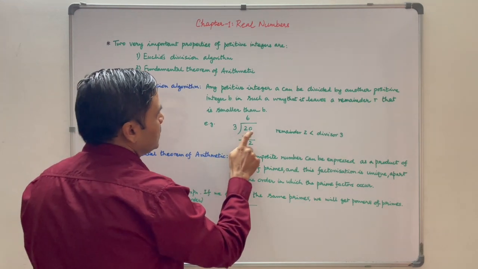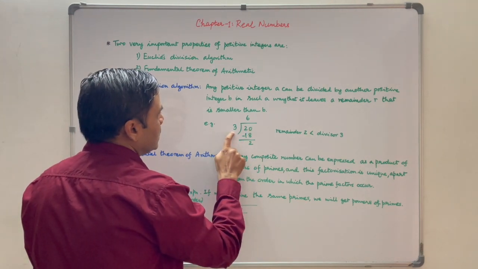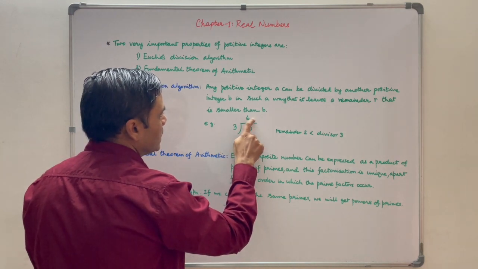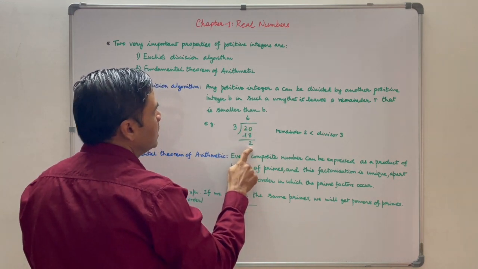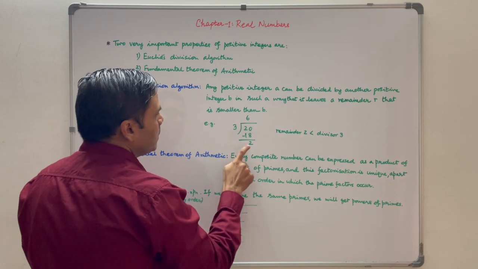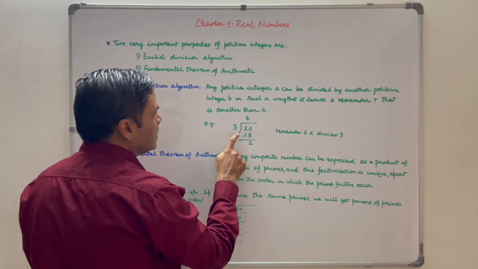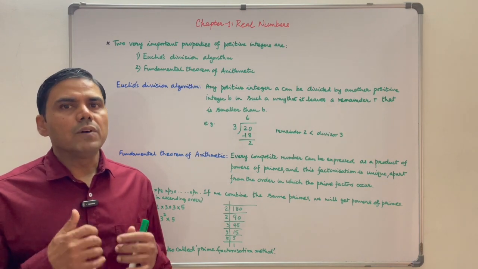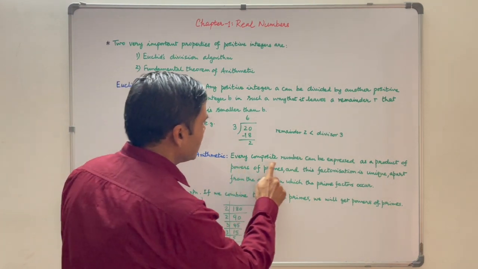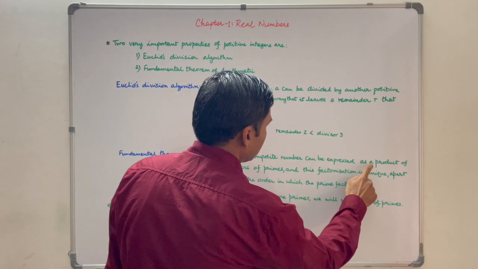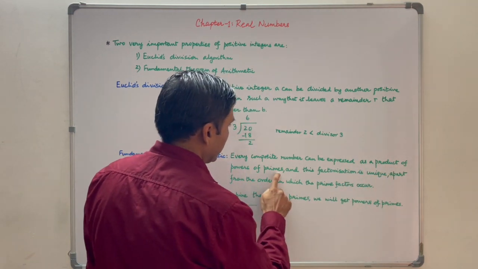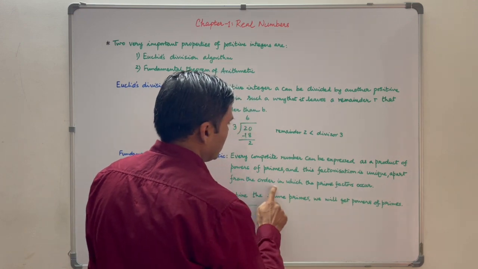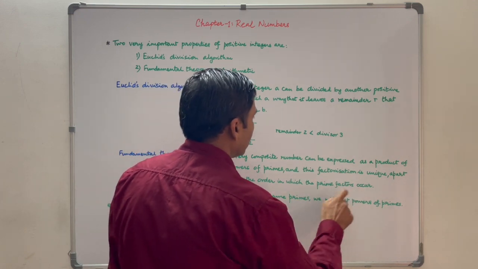Suppose two positive integers are 20 and 3. 3 divides 20, so you get 6 as quotient and 2 as remainder. So as per this theorem, remainder will always be less than the divisor. Now let us see the fundamental theorem of arithmetic. Every composite number can be expressed as a product of powers of primes, and this factorization is unique apart from the order in which the prime factors occur.